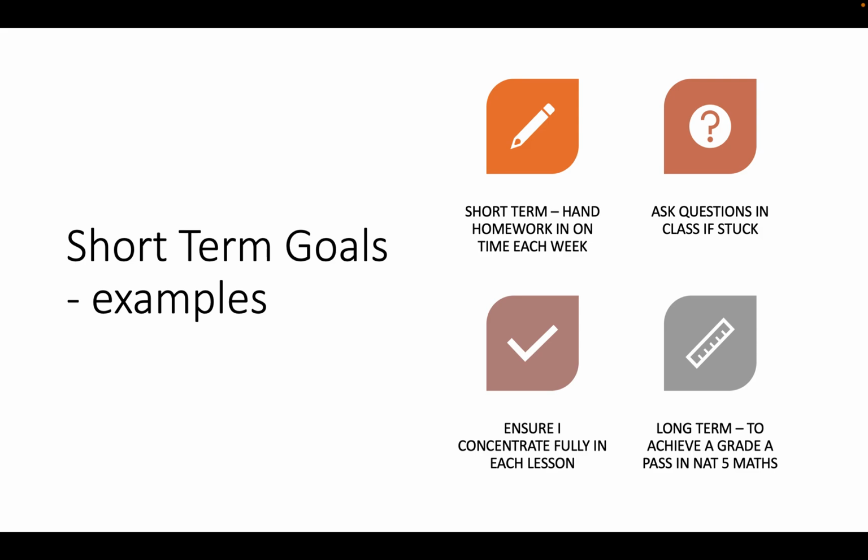On screen just now are some examples of short-term goals of a pupil who is looking to get an A pass in their National 5 Maths. Some short-term targets, some things that they would do each day or each week, are to make sure that homework is handed in on time each week. They would ask questions in class if they were stuck, and they would ensure that they concentrate fully in every lesson. And hopefully these little targets will help to push them towards their long-term goal of getting an A.